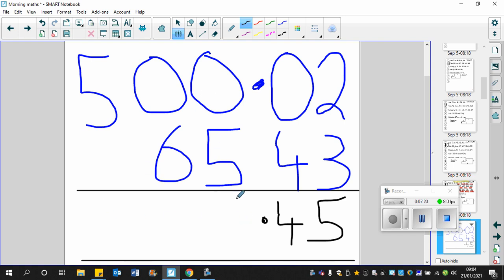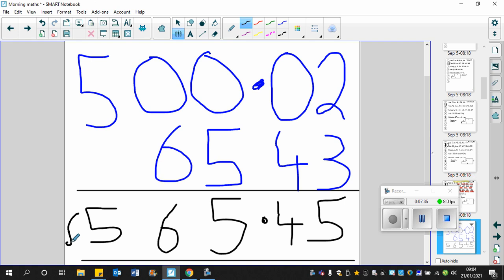0 add 5 is of course 5, and then we've got 0 add 6 makes 6, and then we've got 5 add 0 is 5. So the answer is 565. So £565 and 45 pence.